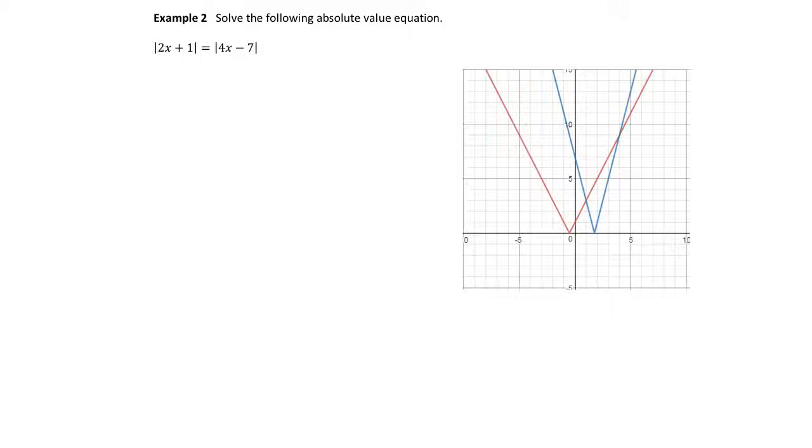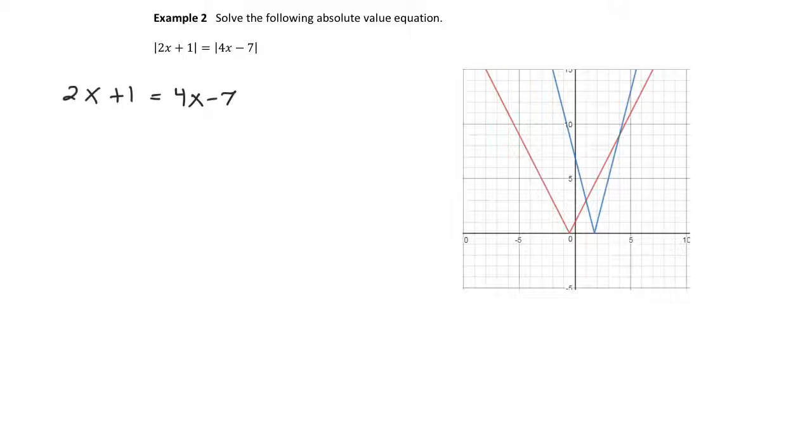If I want to first solve this without using a graph, I have to set up two equations. And it will look very similar to the previous examples. Here's the first one. You can say 2x plus 1 is equal to 4x minus 7. What this is saying is, if the two things inside the absolute value are equal, if you then take the absolute value, equality still holds.